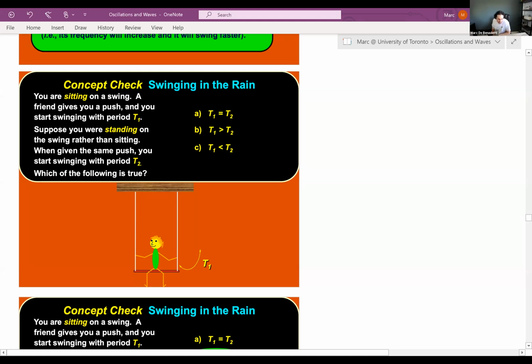So suppose you were standing on a swing rather than sitting. When the same person gives you the same force of push, you start swinging with period T2. Which of the following is true? So I won't launch the poll. I just want you to think about it. So there's the formula for the period of a pendulum, 2 pi times root L over G.